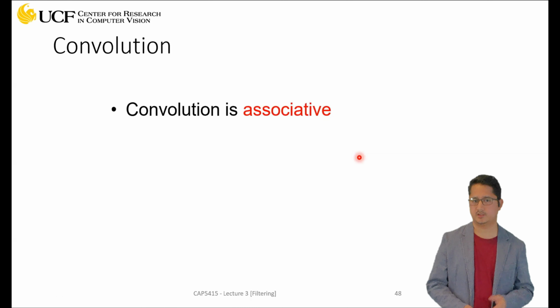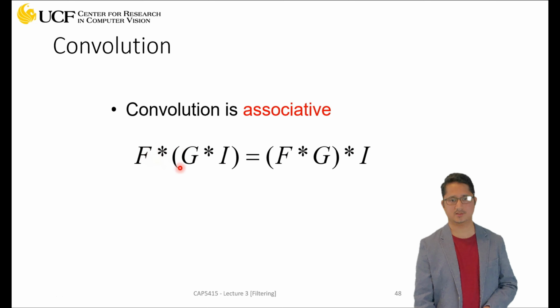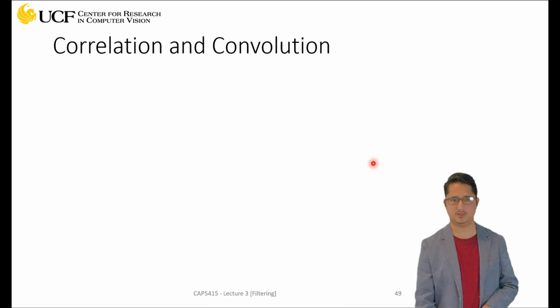Now convolution is associative. These are some interesting properties. We can quickly go over these. Associative means that if you are performing convolution of G and I first, and then convolving that with F, it doesn't matter what order you use. You can first convolve F and G, and then convolve the result with the second function. Okay, so it's associative.